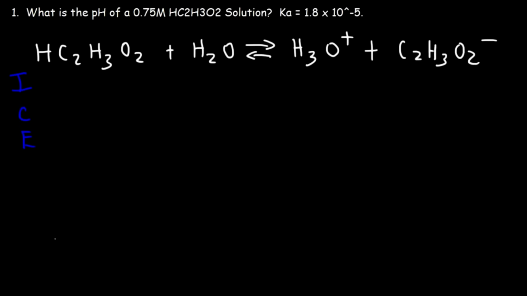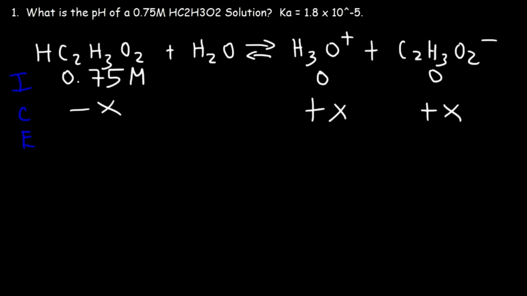The initial amount of acetic acid is 0.75, in units of molarity. For the products, we're going to start with 0. Now the reaction has no choice but to shift to the right. It can't shift to the left. So the products will increase by x, and the reactant will decrease by x. We don't have to worry about water because water is a pure liquid.